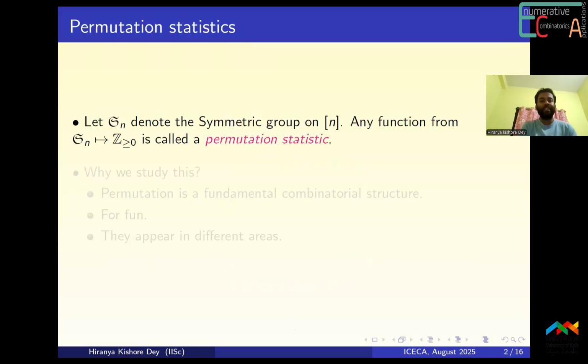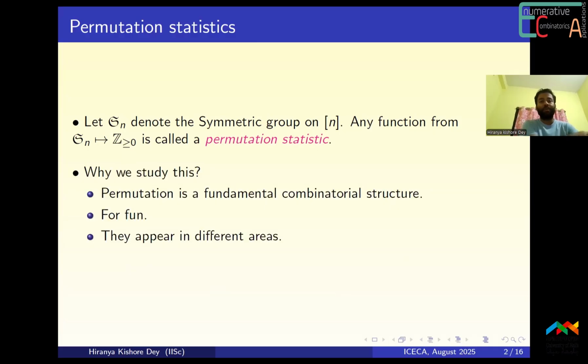So let Sn be the symmetric group on n letters, 1 to n. Any function from Sn to the set of non-negative integers, we call a permutation statistic. So why are we interested in permutation statistics? Firstly, permutation is a fundamental combinatorial structure. We study them for fun also, and they appear in different contexts.